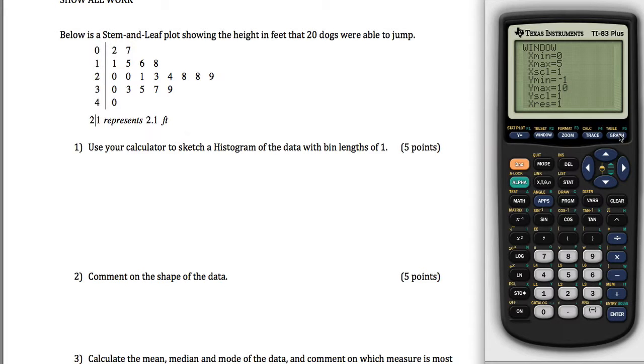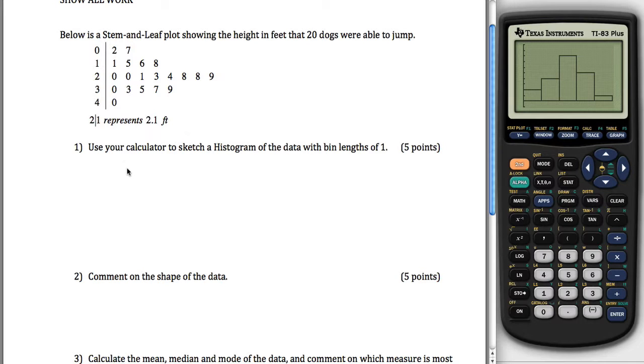So if I hit graph, what will happen is my calculator will spit out a histogram with those criteria. So you might even want to write up here something like calculator stat plot, and just let me know that you know where you're getting your data from. And then I'll create my histogram.